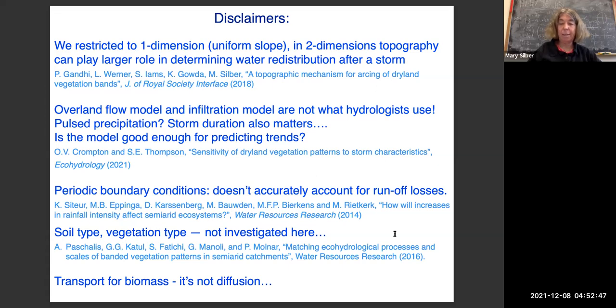It doesn't account for runoff losses. We didn't investigate anything related to soil type or vegetation type, and transport of biomass. So there's a bunch of things that we just held fixed, and there are very detailed models that people have with pages and pages of parameters within them.